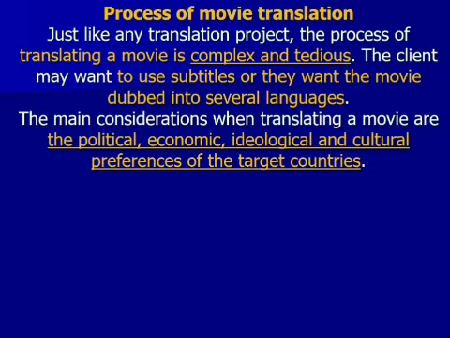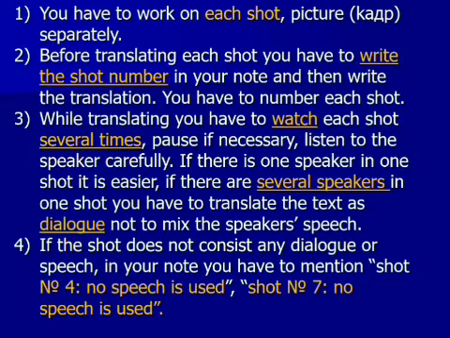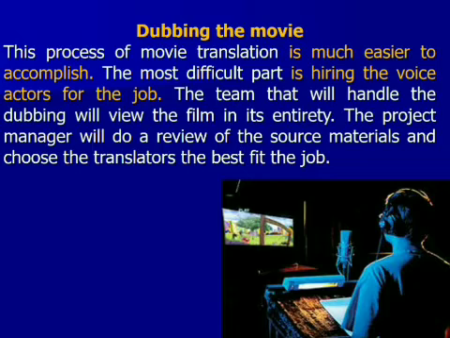So the main considerations when translating a movie are political, economic, ideological, and cultural preferences of the target countries. According to these features, films are translated. So while translating, you have to count each shot, each picture, or kadr in Russian and Uzbek separately. Before translating each shot, you have to write the shot number and watch very carefully.